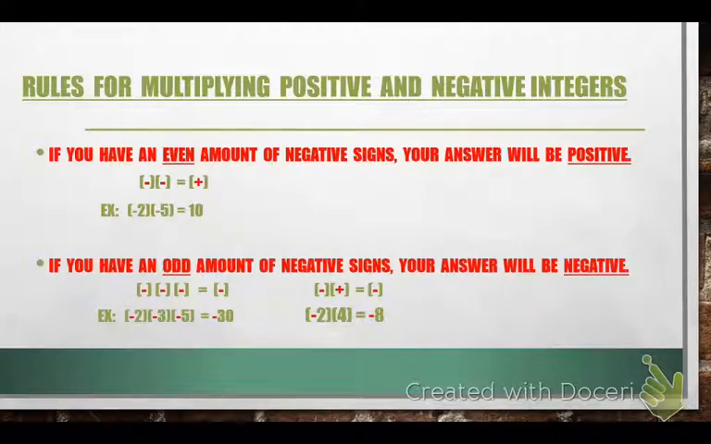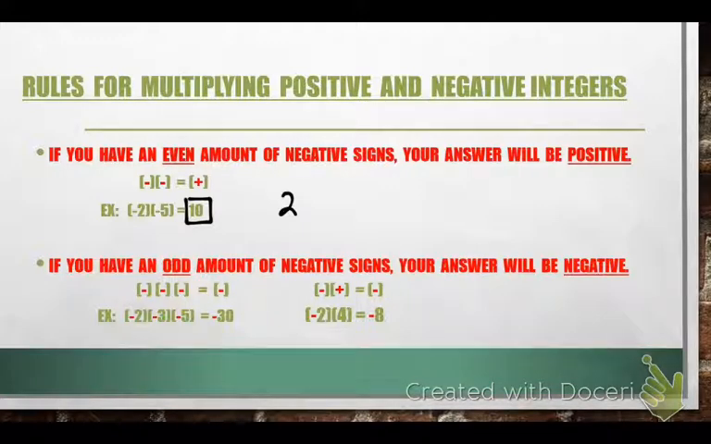So let's look at this first example right here. -2, remember these parentheses right here mean multiply, times -5. How many negative numbers do I have right here? 2. There are 2 negative numbers, okay? So is 2 an even number or an odd number? It's an even number, so guess what? When you have an even amount of negative signs, your answer will always be what? Positive, okay? So notice right here, your answer is 10, positive 10, because there were 2 negative signs.